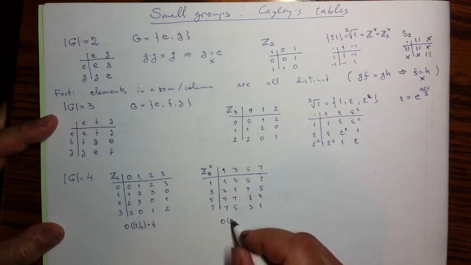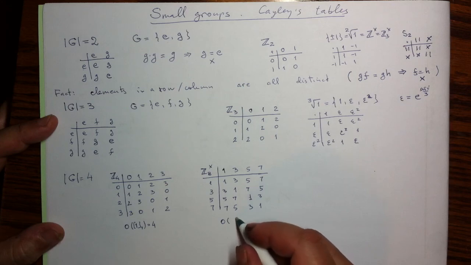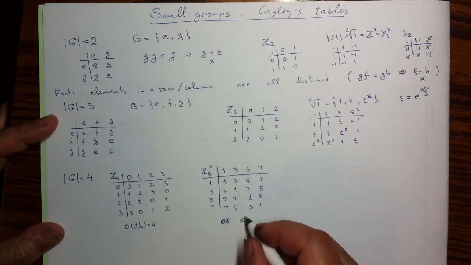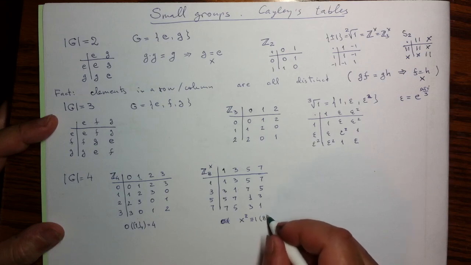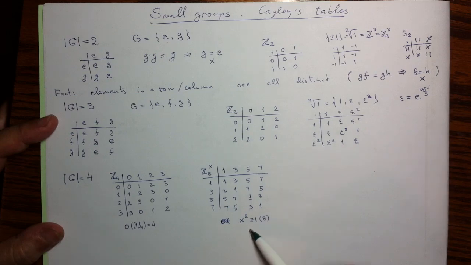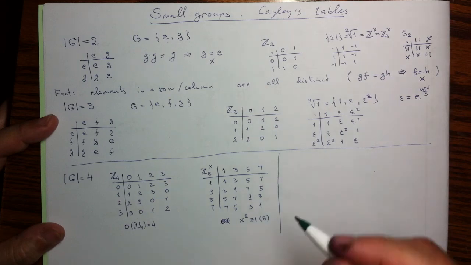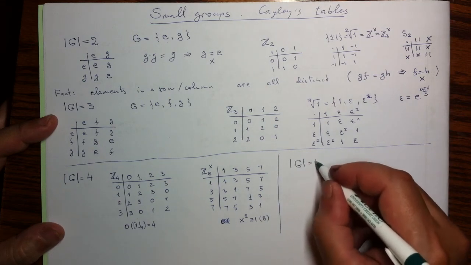The order of anything, well, I will better write it as anything raised to the square is congruent to 1 mod 8, and that is the guarantee that orders cannot be 4, so these tables cannot be identified because the orders will then have to coincide for identified elements.